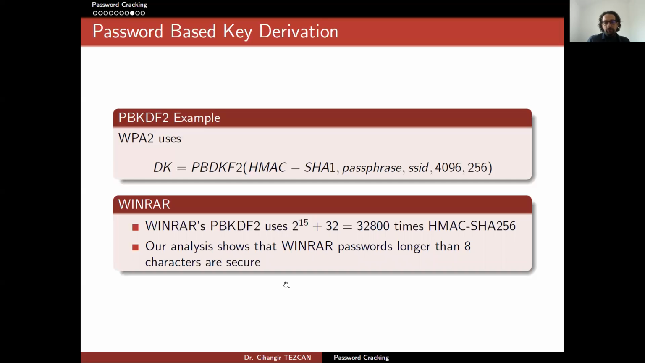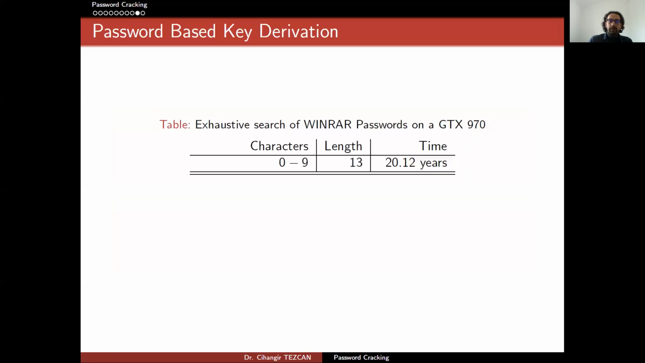And our analysis shows that WinRAR passwords longer than 8 characters are secure. So let's see why this is the case. A few years ago, we performed an experiment. Since SHA-2 is used in cryptocurrency mining, a lot of good optimizations are available for the GPU. So we chose a GPU, which was a good one at the time, but today we have a lot better, and checked how long it takes if your password consists only of numbers. If the length is 13 characters, then it will take 20 years to break this password.